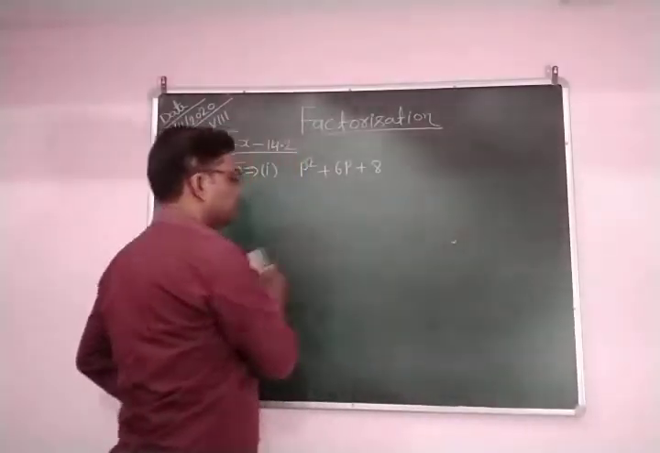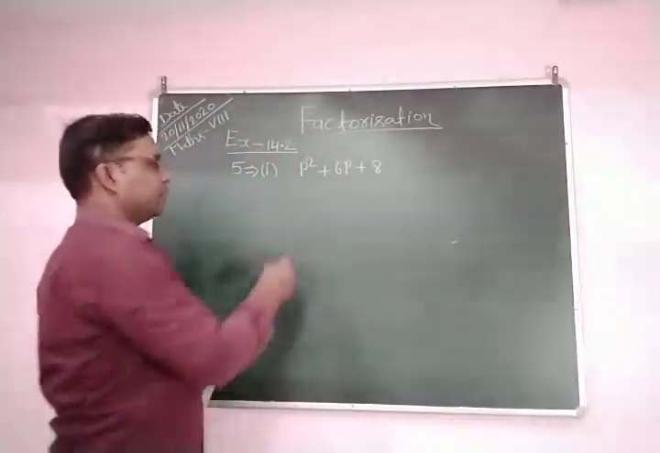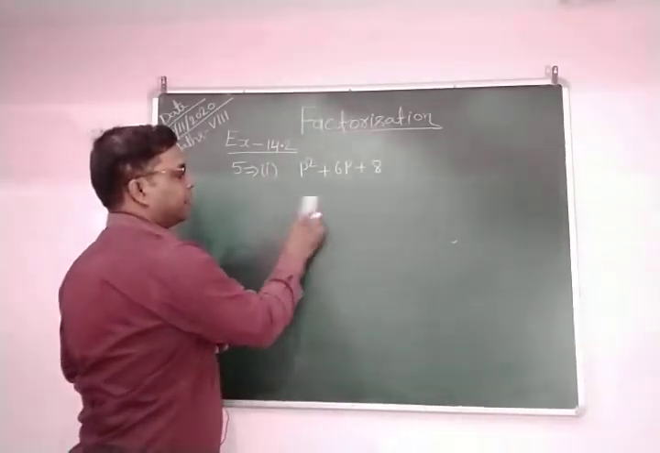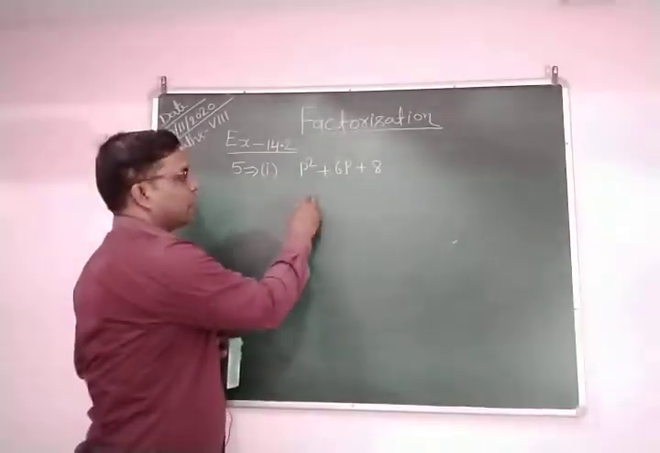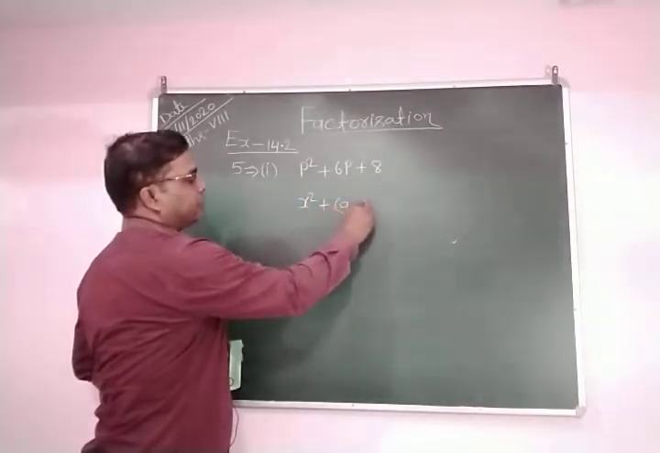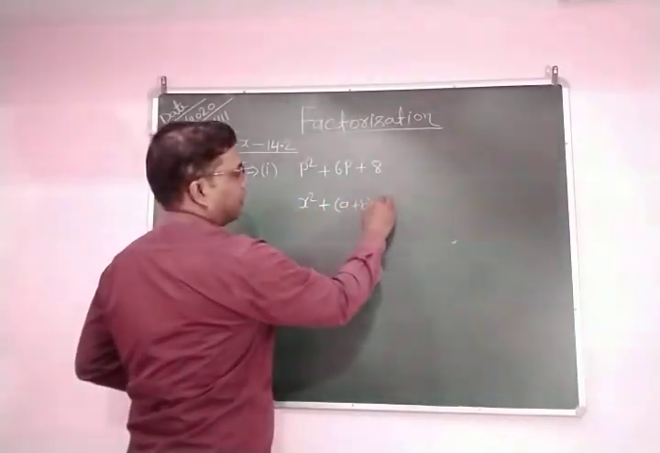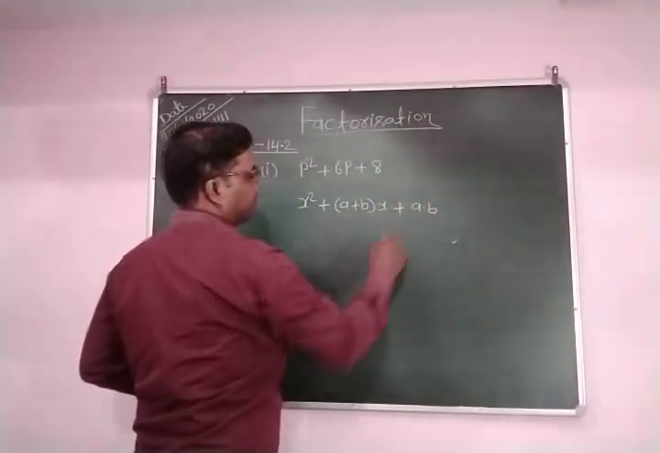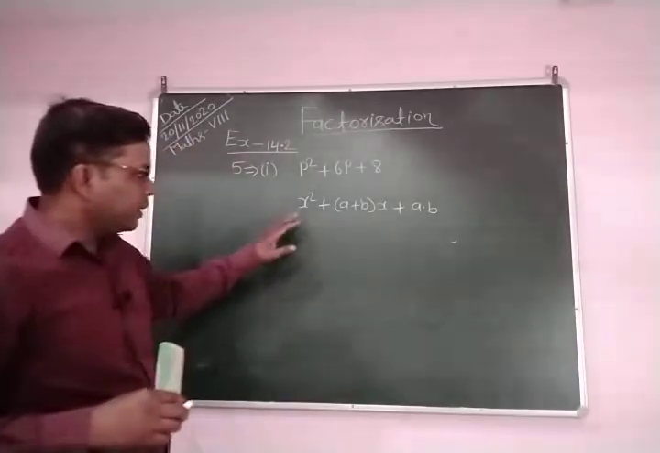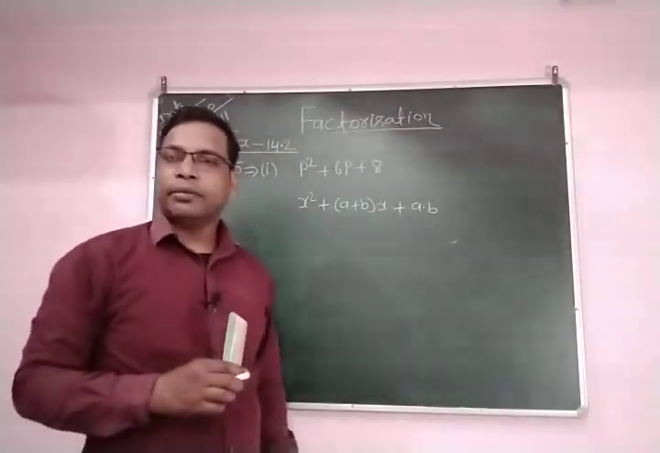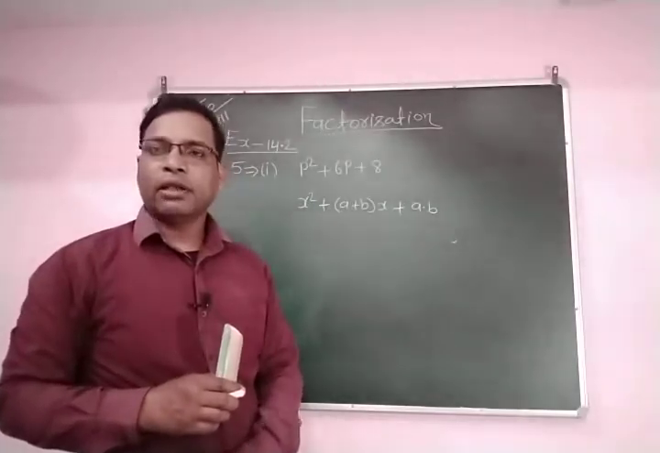What is the fourth identity? The fourth identity is that x square plus a plus b x plus a into b. Okay, where x is the variable and a and b are constants.